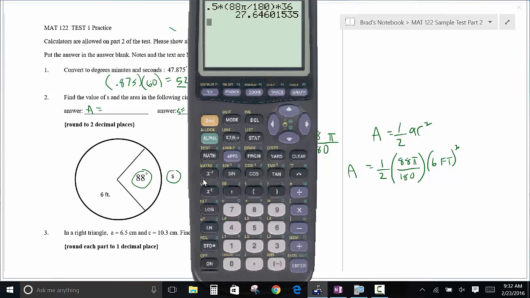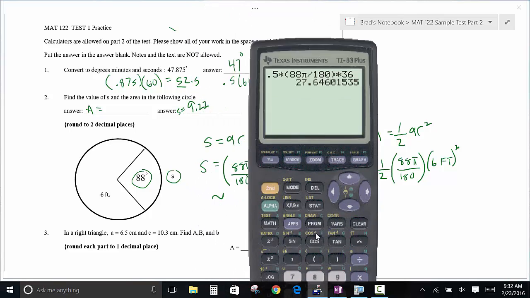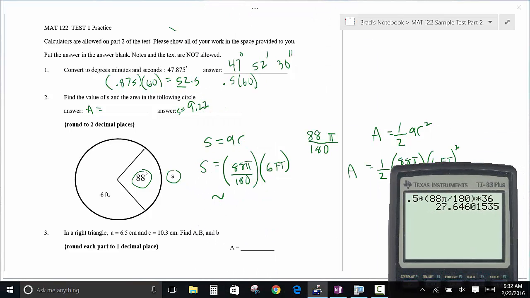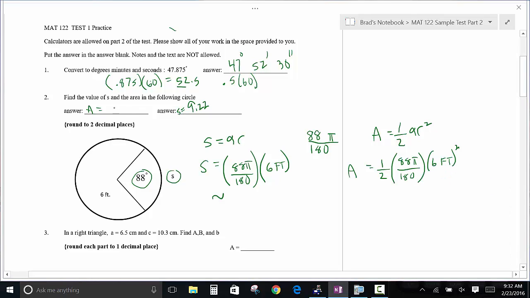All this problem's really testing you on is the formulas. That's it. So 27.65 would be what the area is. And what are the units for area?